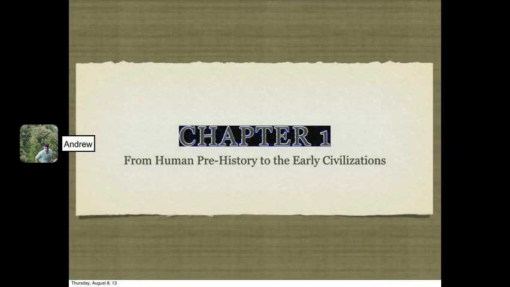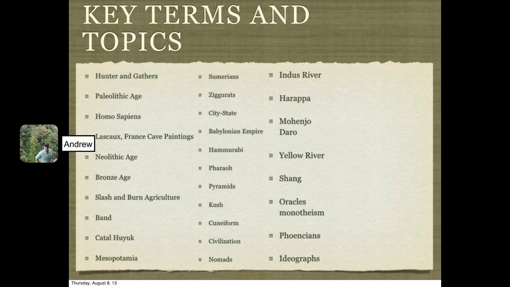Okay, guys, this is chapter 1, from prehistory to early civilizations. These are the key terms and topics for chapter 1. Even though there's 2 voice threads for chapter 1, there won't be another set of key terms. Make sure you can define these and tell their importance. I would get a separate sheet of paper, notebook, whatever, and define them as I was reading the chapter.